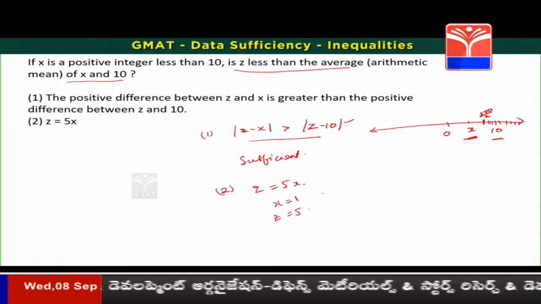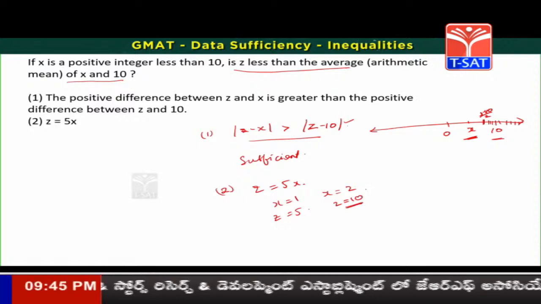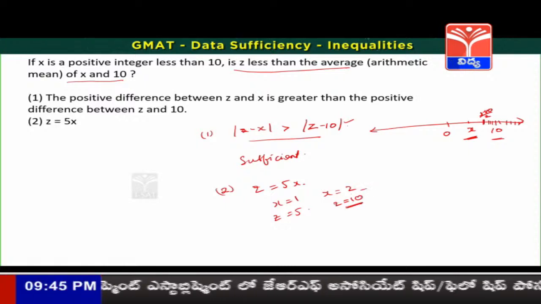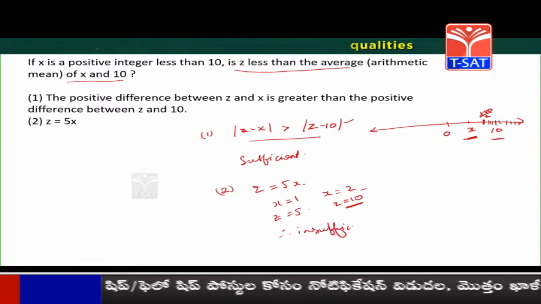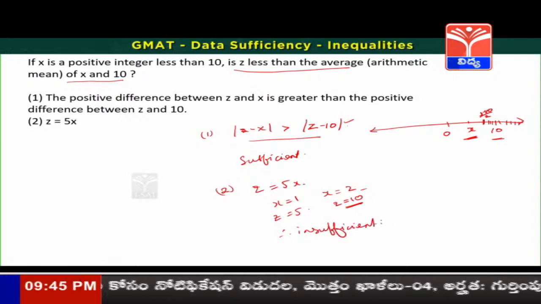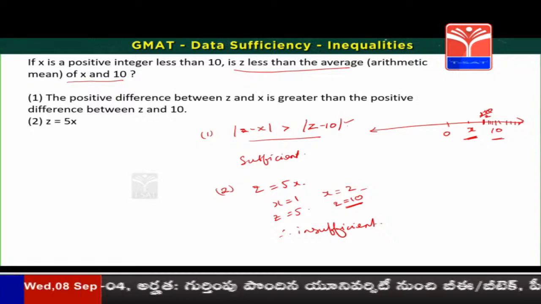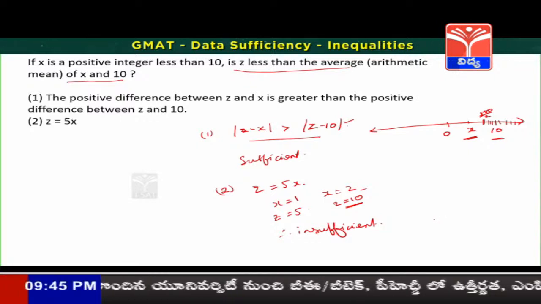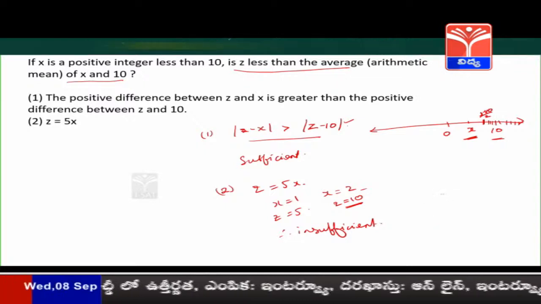But if x equals 2 and z equals 10, then it is closer to 10 than it is to x. Therefore, it is insufficient to answer whether it will be closer to x or closer to z, depending on what x is. Option 1 is sufficient to answer the question, but option 2 is insufficient. We can say that the answer is option A.